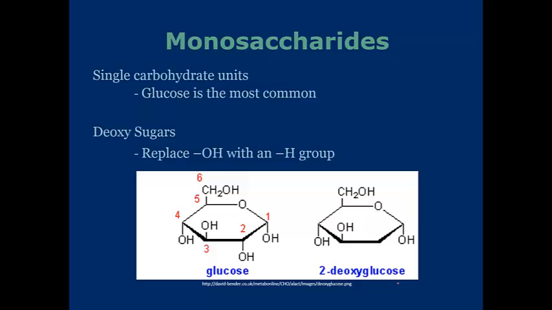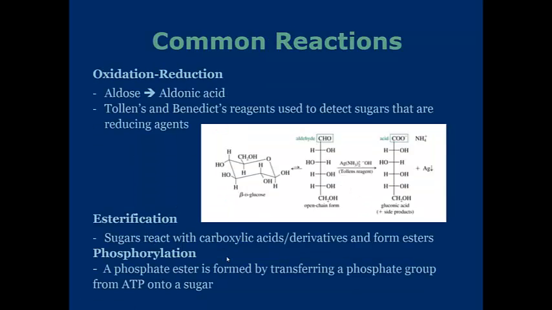Monosaccharides are single carbohydrate units. The most common you will see in almost all of organic life is glucose. Deoxy sugars are simply sugars with a hydroxyl removed and replaced with a hydrogen. So an example is listed below. As you can see, the 2-oxy group has been removed, thus giving it its name, 2-deoxyglucose, whereas glucose has that hydroxyl group present.